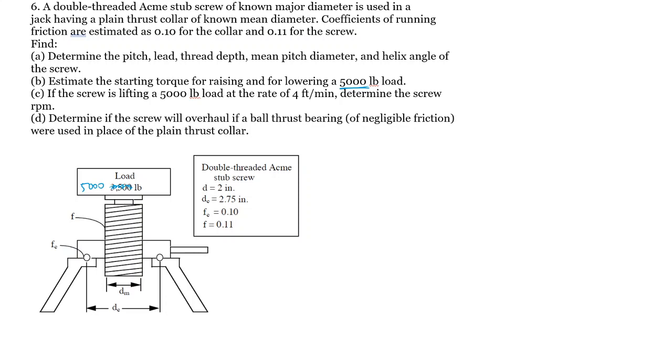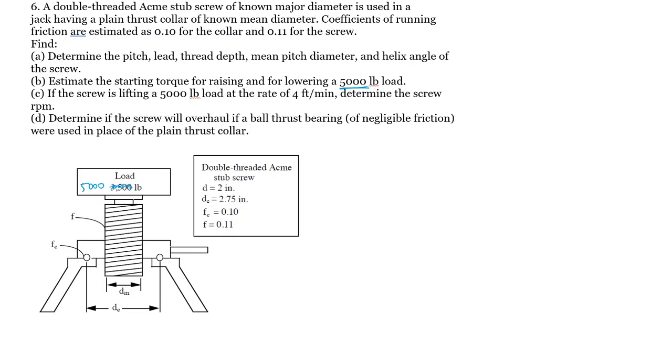Not the one from the diagram. And if the screw is lifting that same load at a rate of 4 feet per minute, determine the screw RPM. Easy. And determine if the screw will overhaul if a ball thrust bearing of negligible friction were used in place of the plain thrust collar. Okay.